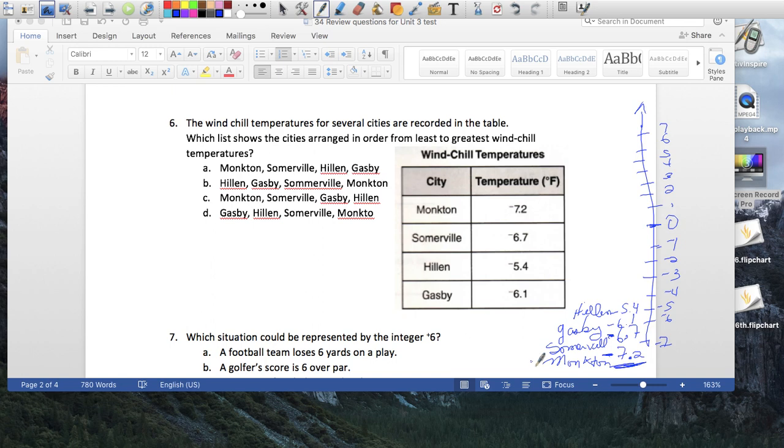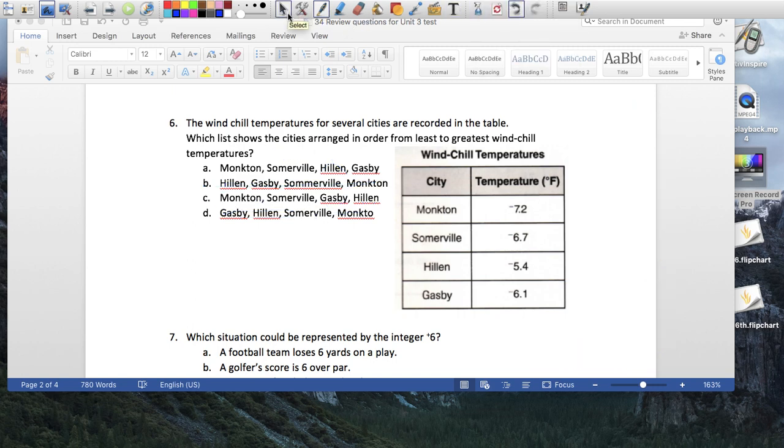So we went from least to greatest. The least temperature is Moncton, so anything that doesn't start with Moncton is out. Let me eliminate B and D, because they don't start with Moncton. The second coldest was Somerville, and here we are, Somerville. Third coldest is Gaspé, and this one is not Gaspé, so that's gone. And the last one is Hillen. So from coldest to warmest, our correct answer is C. Remember, with negative numbers, the bigger the number, the colder it is.